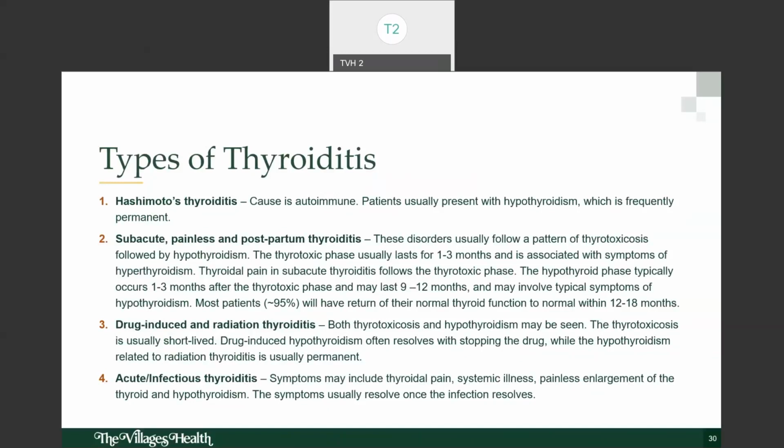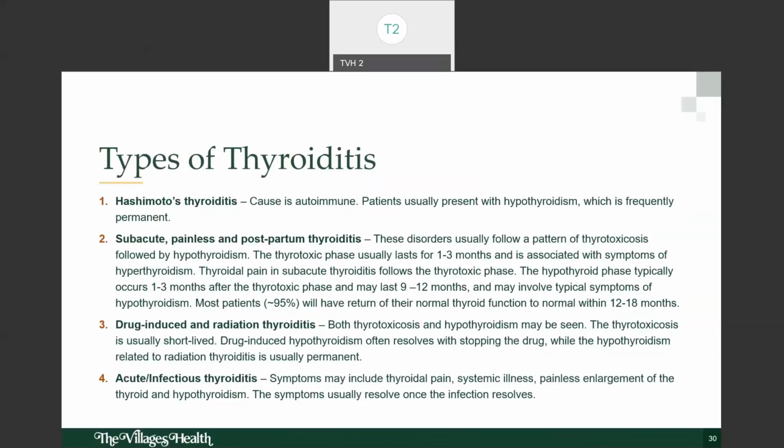And this again is associated with pregnancy and delivery, because the hormone levels are trying to get back to regulating. Thyroidal pain in subacute sometimes can occur, so you might have some pain, but with postpartum and subacute thyroiditis, most patients will have their thyroid function get back to the normal level within a year to a year and a half.